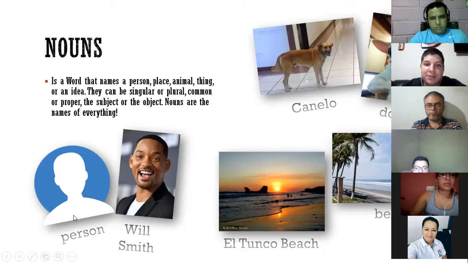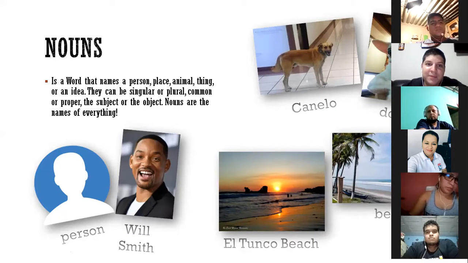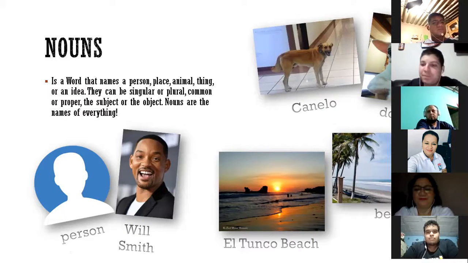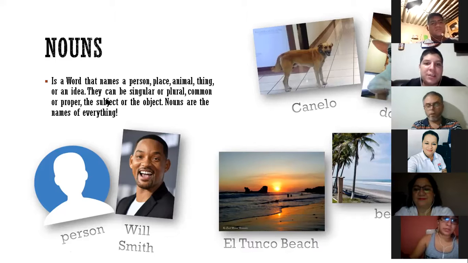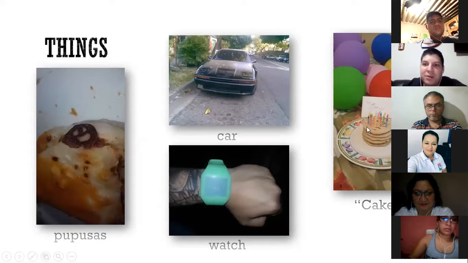Person? Common. Will? Propio. That's right. So, this can be things. For example, pupusas, car, watch, or cake. Right? This is a cake my girlfriend gave me on one of my birthdays.